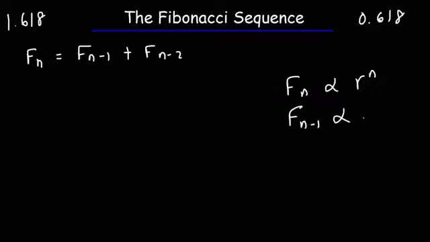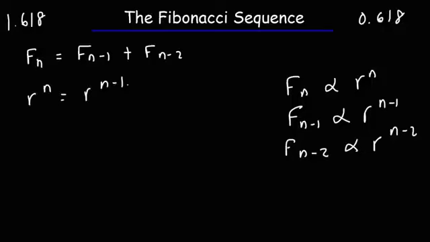And the previous term is going to be proportional to r raised to the n minus 1. And the previous term to that will be proportional to r raised to the n minus 2. So we're going to start with this equation. R to the n is equal to r to the n minus 1 plus r raised to the n minus 2.